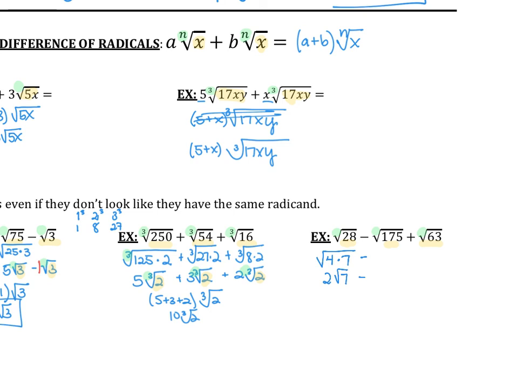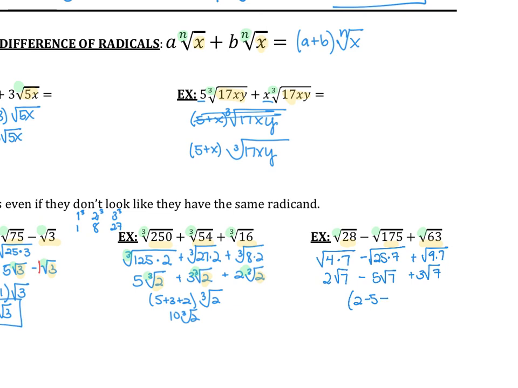Minus, well, the square root of 175 is 25 times 7. And we know the square root of 25 is 5. So we get 5 root 7. And then root 63, we're doing square roots, square root of 9 times 7. So we get 3 root 7.